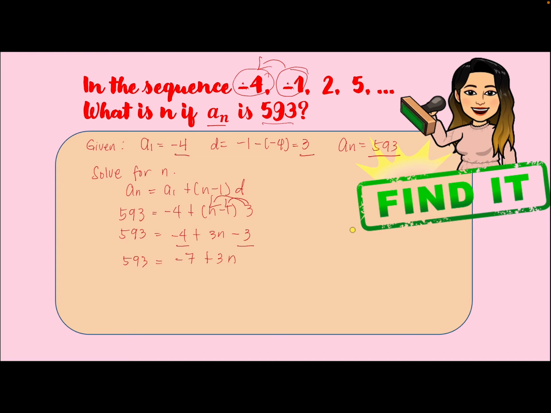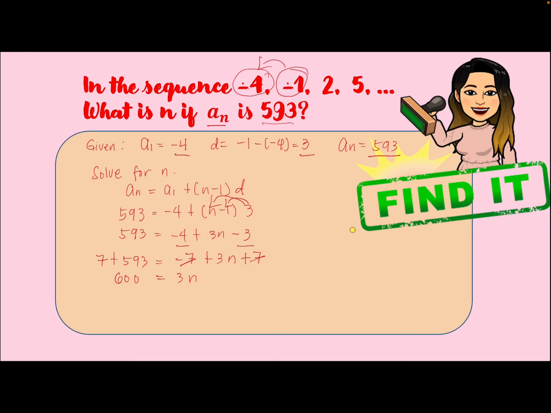Next, add 7 to both sides. So you're going to add 7 to both sides, plus 7 here and another plus 7 here. And then simplify your answer. So -7 plus 7, that is 0. Okay, so what remains is 3n. So 7 plus 593, we get 600.